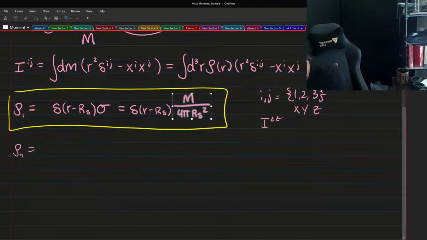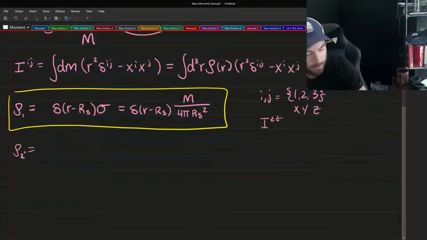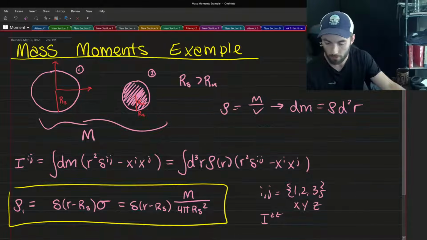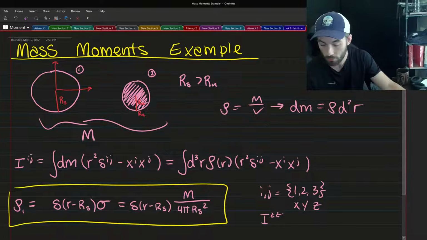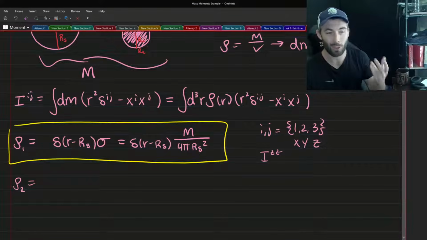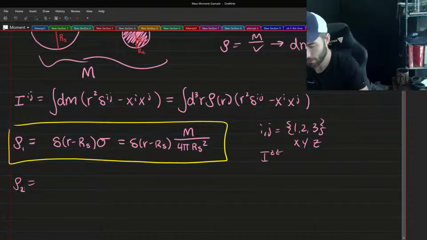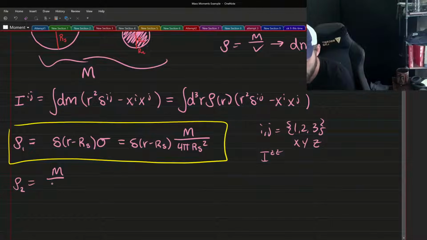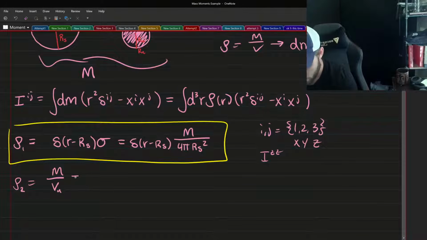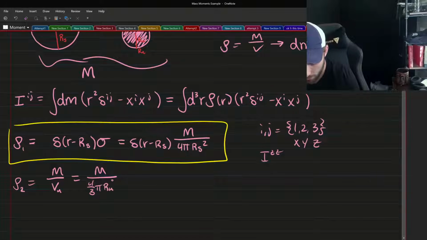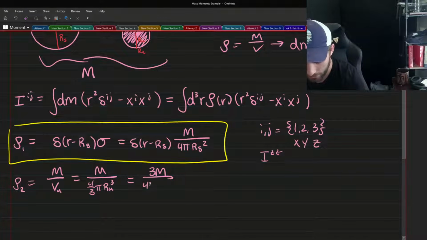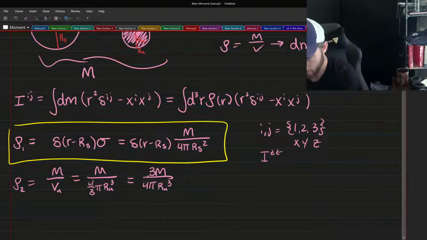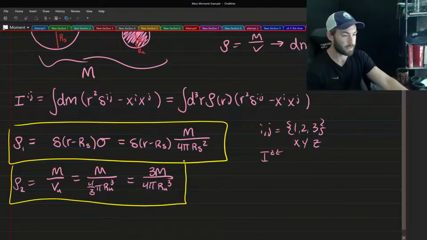Now we want to do rho 2. And this one's simpler because it's just a uniform sphere with all the mass distributed uniformly throughout R_U. So the mass density is just going to be the total mass divided by the volume of that sphere, which is the mass divided by 4/3 pi R_U cubed, or 3m over 4 pi R_U cubed. Okay. So there's our two different mass densities.